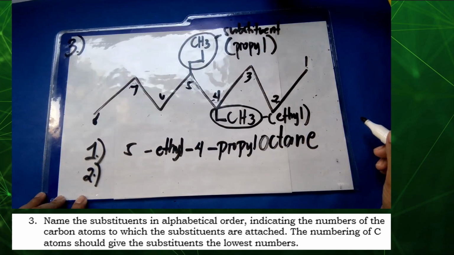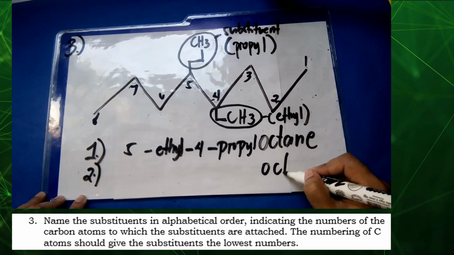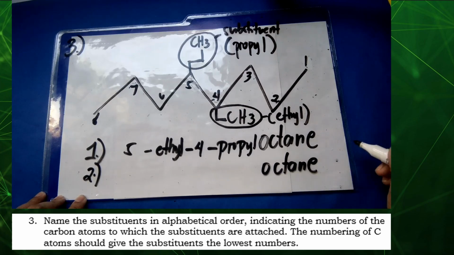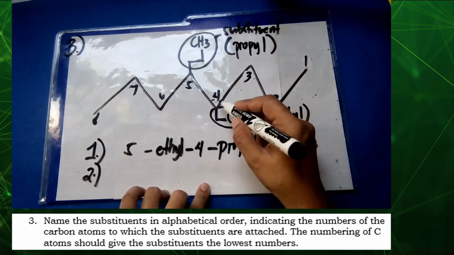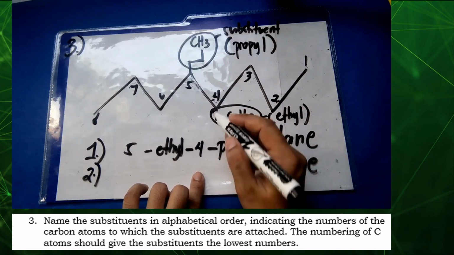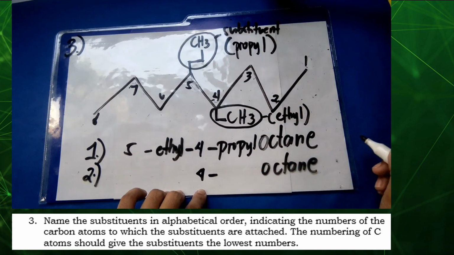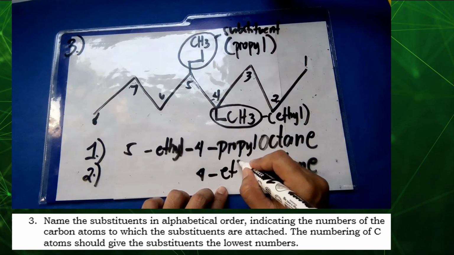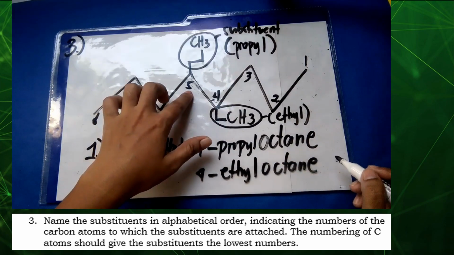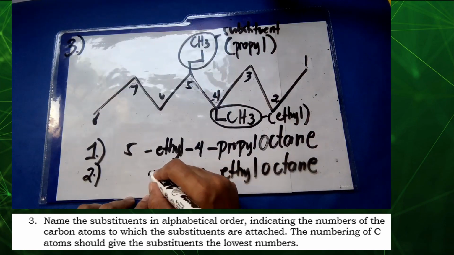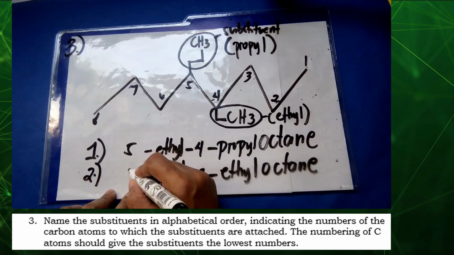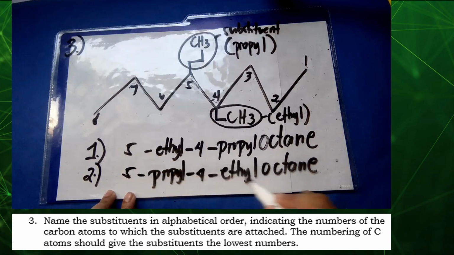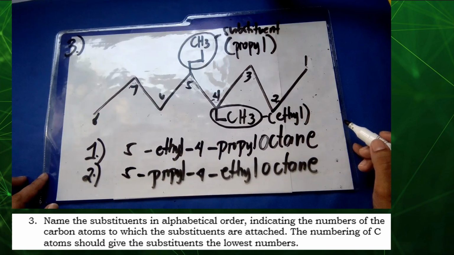So nagkaroon po ba ng pagbabago? Yes. The longest chain or the parent chain, octane pa rin. But the substituent, look at the substituent. On the 4th carbon atom, nagkaroon na po ng, si ethyl na po yung napunta dyan. Sa number 5 po, napunta na po dun si propyl. Yan, nasa number 5. So, alin po ang tama dyan?